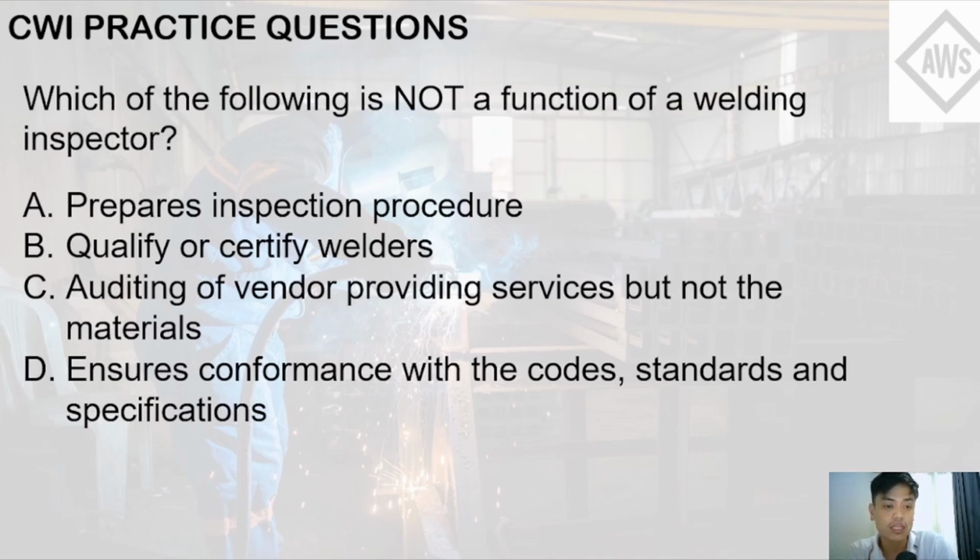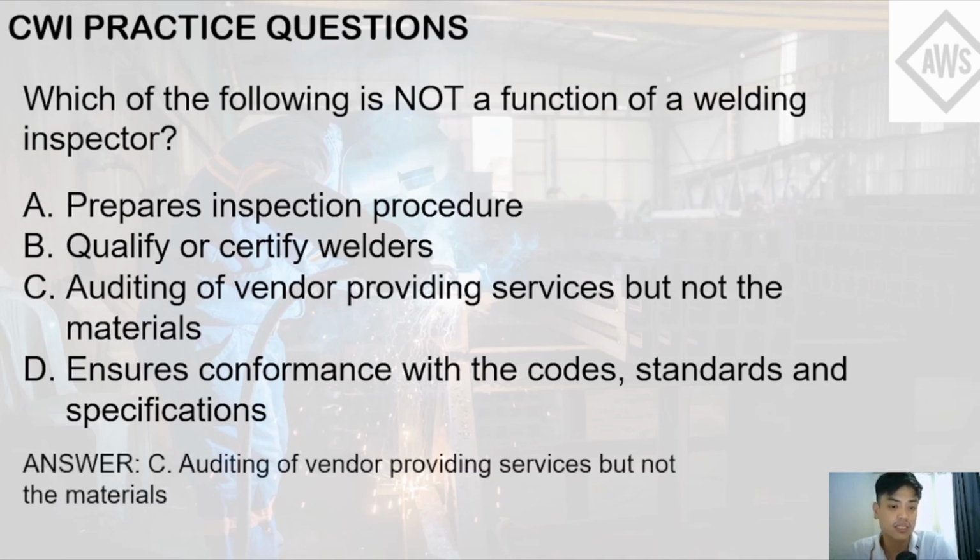So letter D, ensures conformance with the codes and standards and specifications. This is part of the basic function of a welding inspector. He needs to ensure that the weld quality, the base metals, and other aspects of the welding activity are in conformance with the codes, standards, and applicable specifications. So the answer here is letter C.